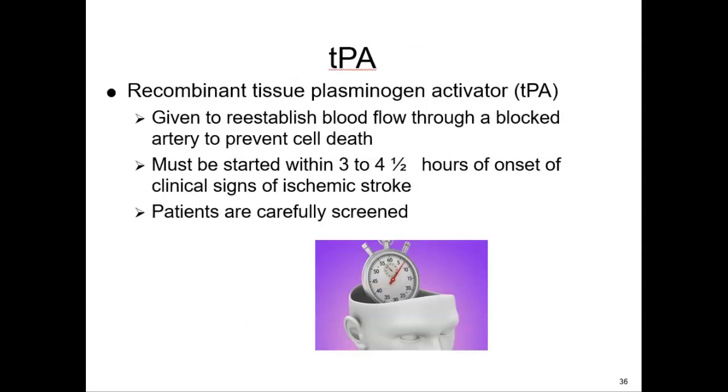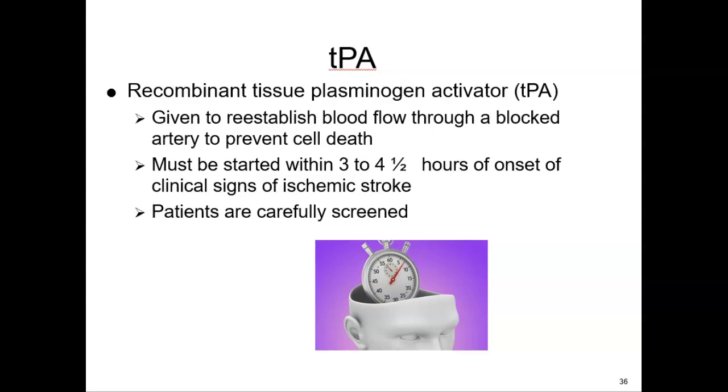So TPA is the mainstay of treatment for this type of stroke. It's tissue plasminogen activator. It basically reestablishes the blood flow. Again, we don't want to delay. It must be given within 4.5 hours of onset of symptoms, or 6 hours for intra-arterial administration. But for our purposes, let's go ahead and say 4.5 hours. The sooner the better. Patients have to be carefully screened.